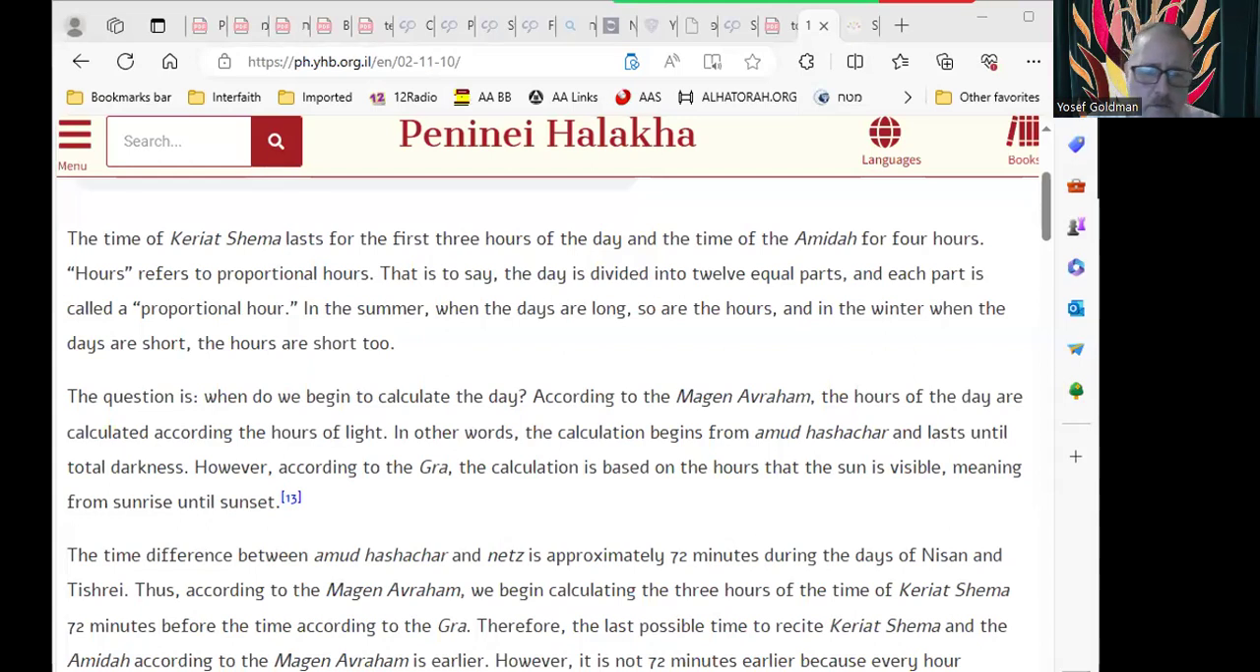So it's an argument that's been going on for about 200 years, and you basically have to ask the rabbi according to which opinion you go.